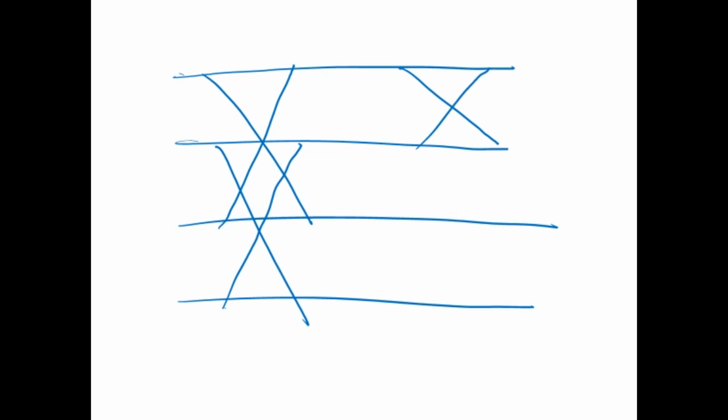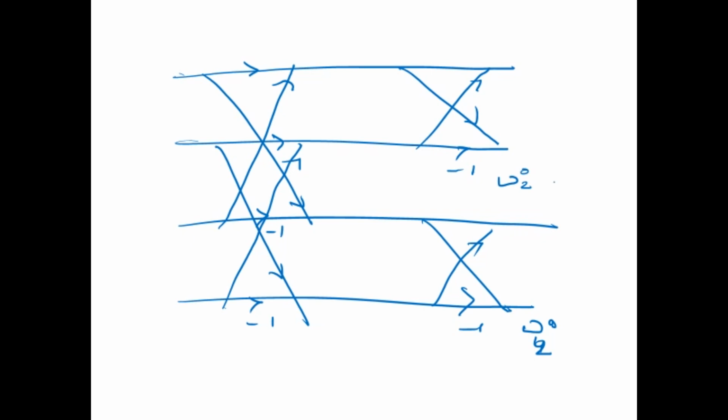This is for second stage. Should be multiplied by minus 1. We have to put the arrow marks. So minus 1, so omega 4 of or omega 2 of 0, omega 2 of 0, so omega 4 of 0, omega 4 of 1.